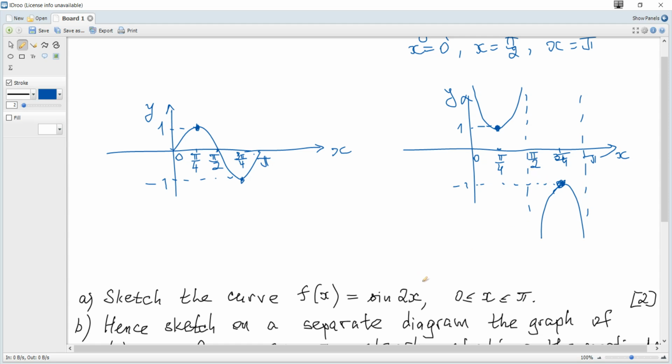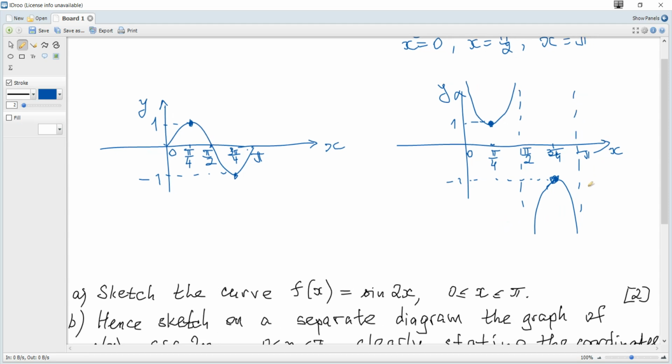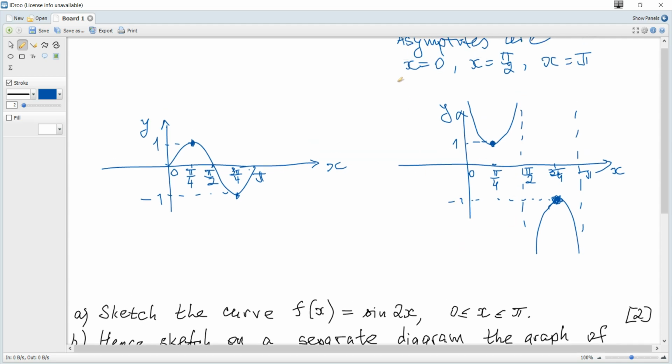And we need from 0 to pi, but in general such curves continue up to plus and minus infinity. So it looks like this. And we can see that there are no horizontal asymptotes, and the local maximum is at 3 pi over 4 and -1, and the local minimum is at pi over 4, 1.